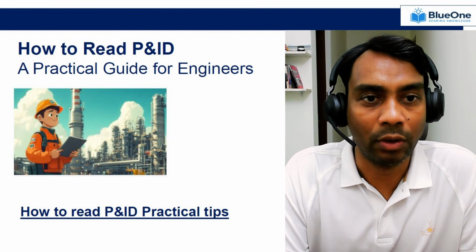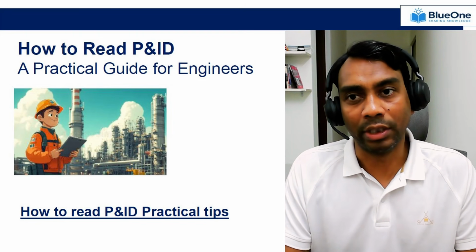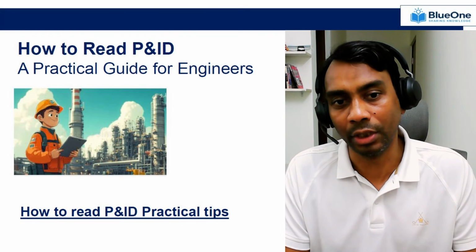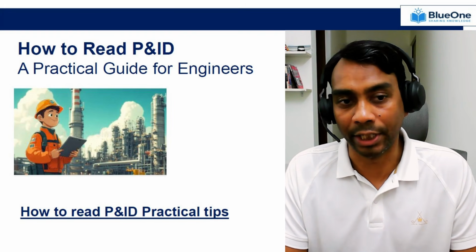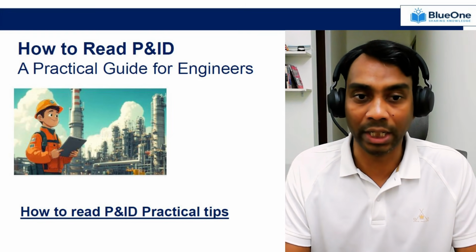So we have seen how all 5 layers of information are organized into a P&ID. Now the next part is very important: how we can leverage all these 5 layers of information and easily interpret a P&ID. I'll be walking you through how to read a P&ID in practice.